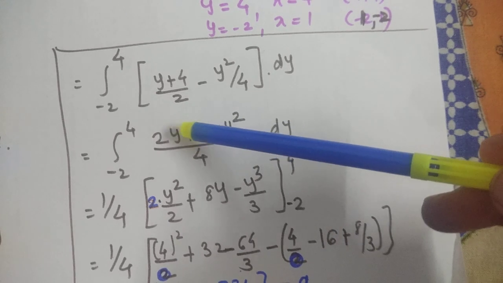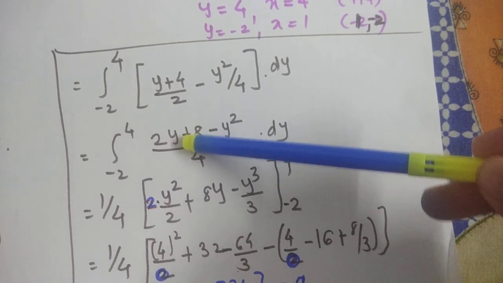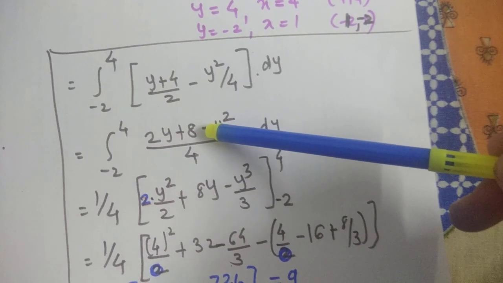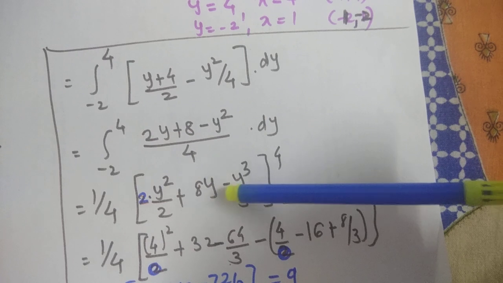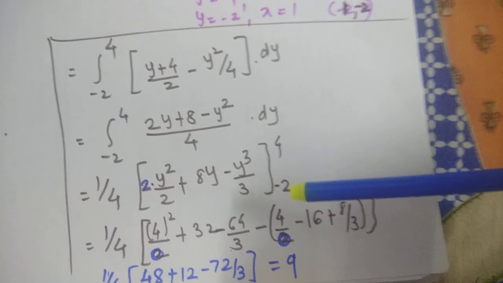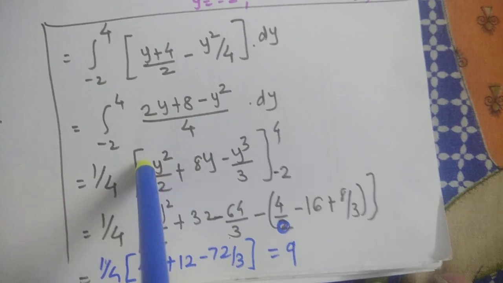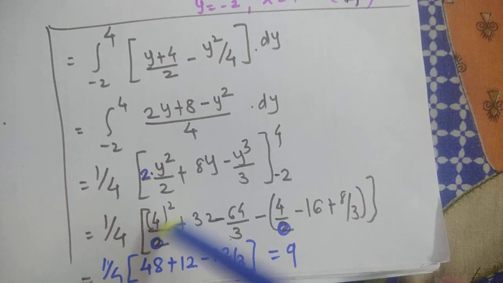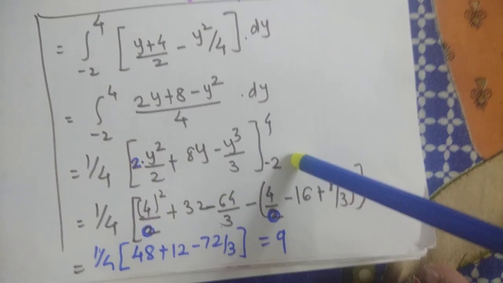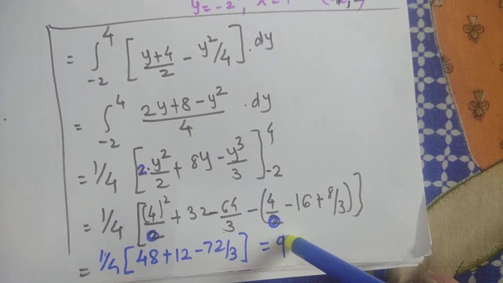Okay, so here the integration of 2y is 2y square upon 2. Then integration of 8 with respect to y is 8y. Then minus y cube upon 3, from minus 2 to 4. Now put the upper limit. This 2 gets cancelled. Upper limit is 4 square, then here it is 32, then minus 64 by 3, minus the lower limit. And after solving this, you will get the answer 9.